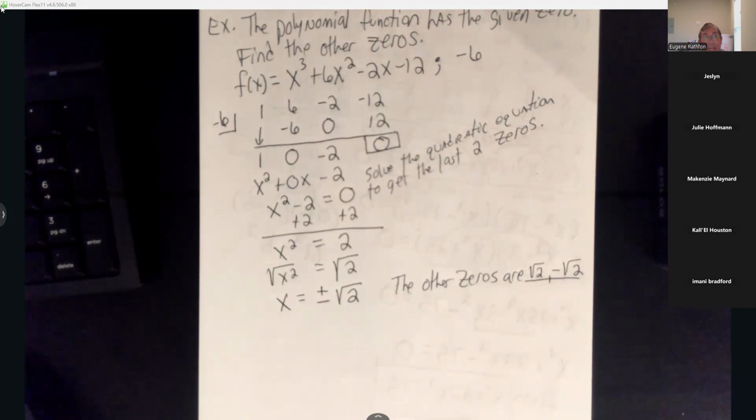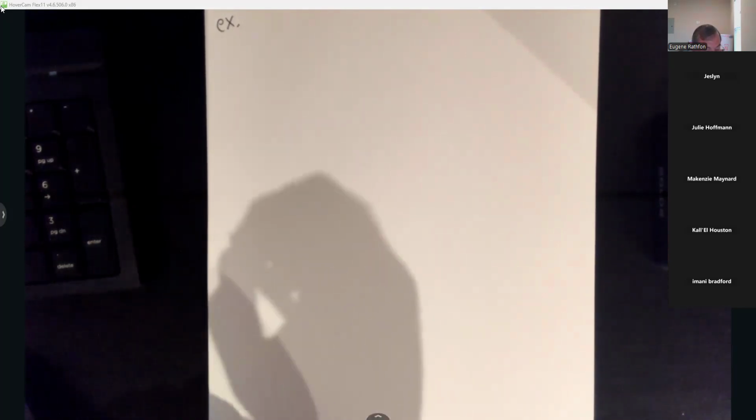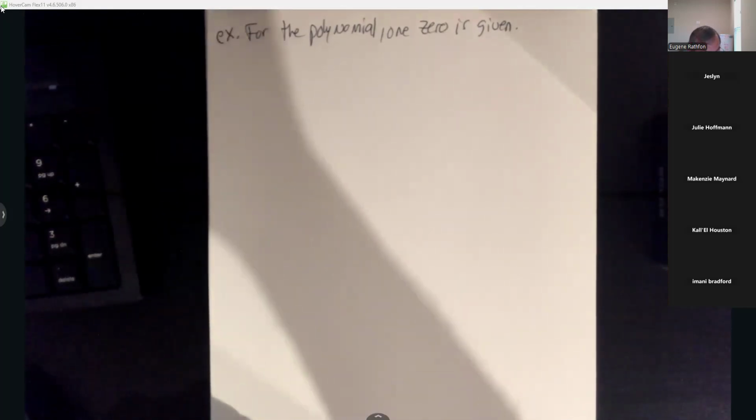Now, Mackenzie, watch this next one I'm about to do because we're going to start out with an x to the fourth on it, okay? So let me show y'all what's happening on it. The same thing for the polynomial, and one zero is given. And guess what? They want me to find the other zeros.